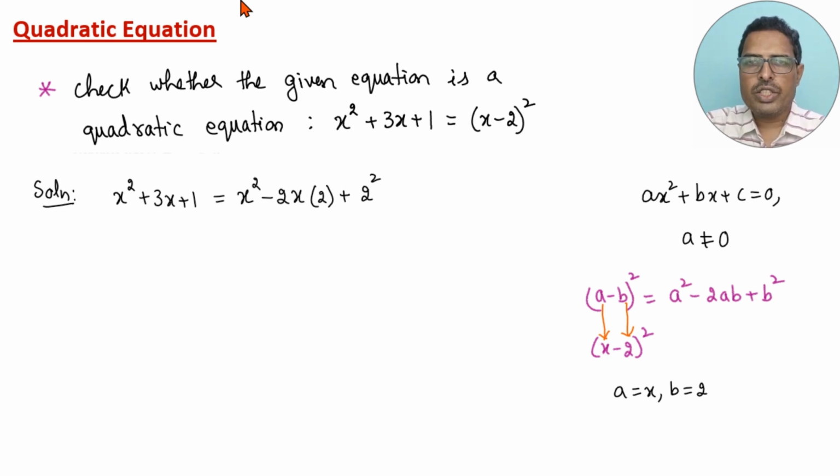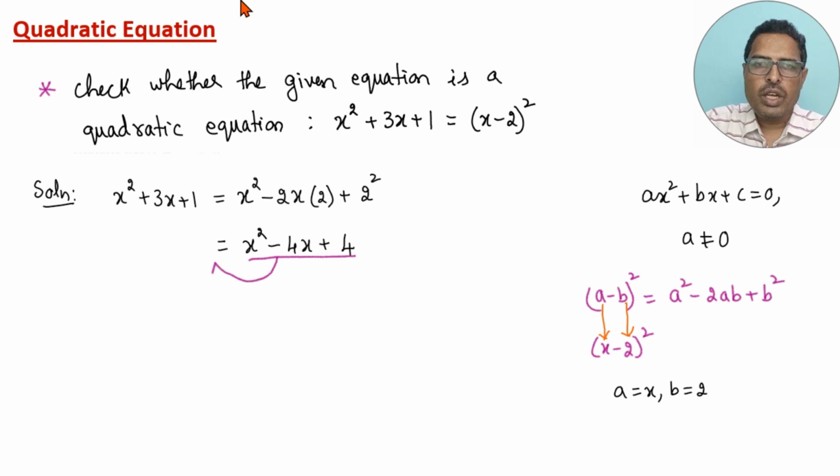Now let's try to simplify this one. x square as it is. Let me multiply this: 2 times 2 will be 4. So we get 4x plus 2 square will be 4. The left hand side value will remain the same. Let me take this right hand side value to the left hand side. So keeping the left hand side as it is, x square plus 3x plus 1, I am taking this right hand side to the left hand side.